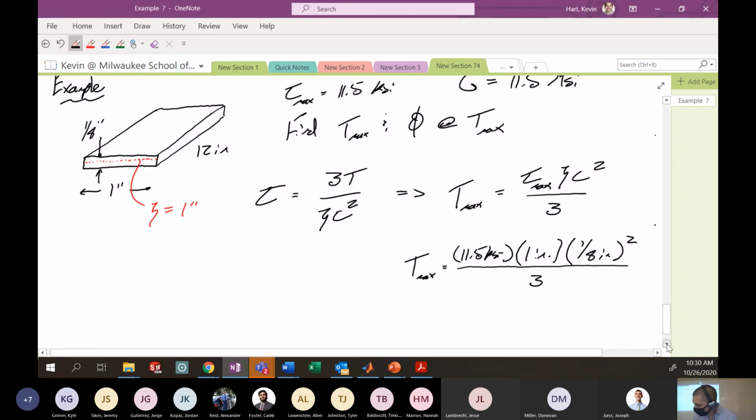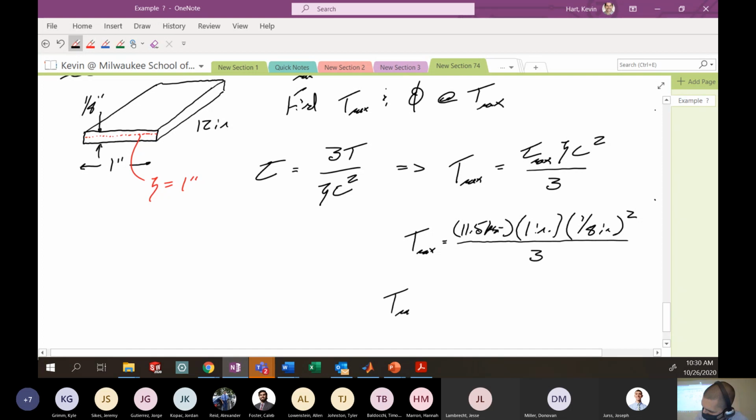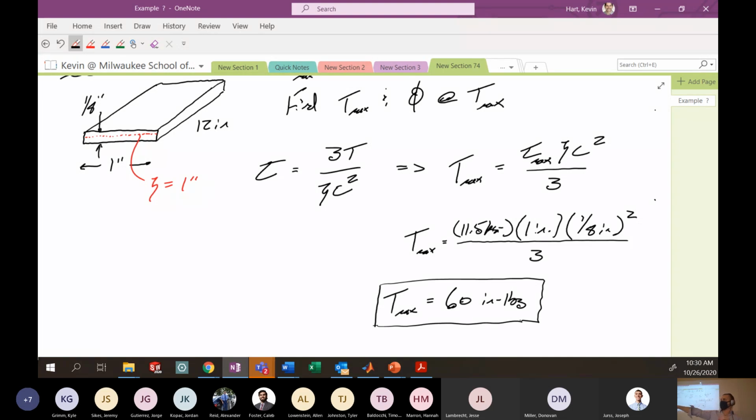And we'll get that the max torque is going to be 60 inch-pounds. I mean, this is not a very large value. You think about this. Okay, 60 inch-pounds. All right, so if you got a 6-pound weight, you hold that 10 inches away from the edge of this cross section, you hold the 6-pound weight on the end of there. That's it. That's all that this guy can handle. All right, he's going to start failing at that point.